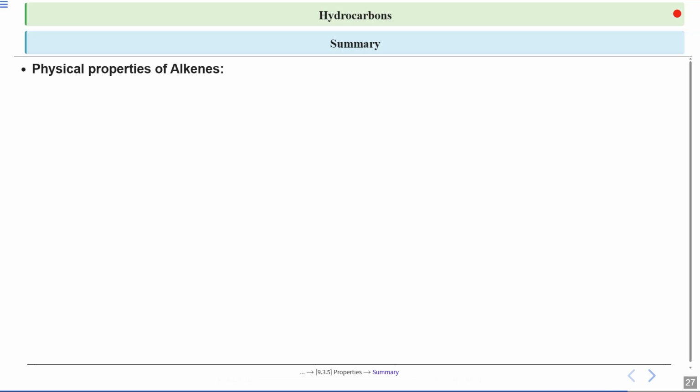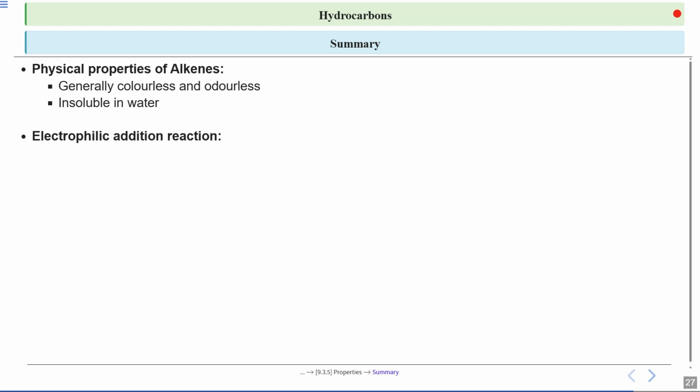Let us summarize our today's class. So we started with the physical properties of alkenes. It was seen that they are generally colorless or odorless. This means they don't have a strong smell or visible color, which is important when handling them in lab or industry. After that, the key property is that alkenes are insoluble in water. This means they do not mix with water, much like oil. This property is due to their non-polar nature, which is a common trait among hydrocarbons.